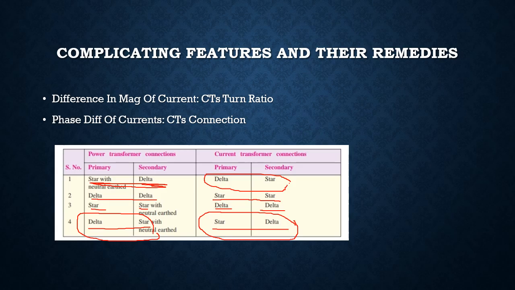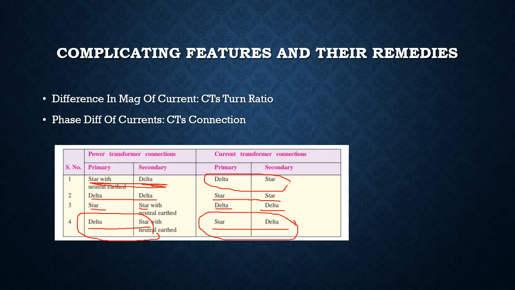So just remember one point: if the power transformer is star delta, then the CT should be delta star. If the power transformer is star star, then the CT should be delta delta. If the power transformer is delta delta, the CTs should be star star. If the power transformer is delta star, then the CTs should be star delta.